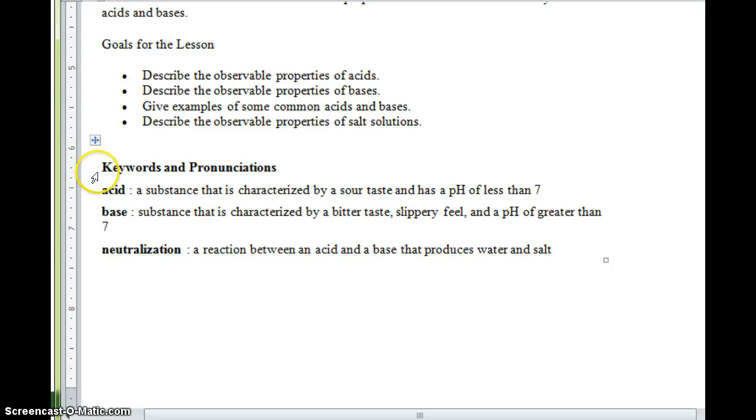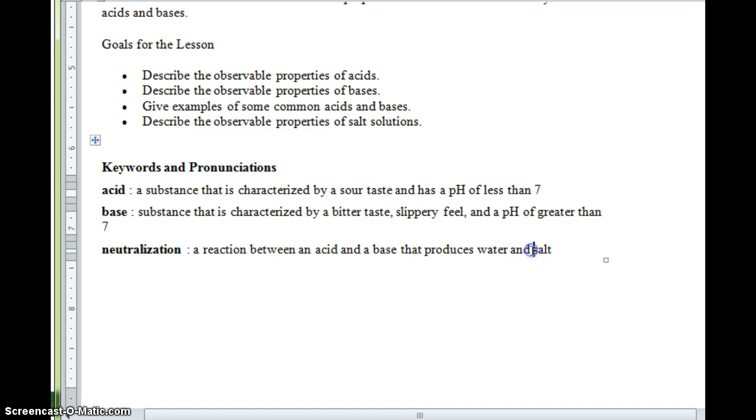And then it also has the keywords and pronunciations. Acid: a substance that is characterized by a sour taste and has a pH of less than 7. Base: a substance that is characterized by a bitter taste, slippery feel, and a pH of greater than 7. And neutralization: a reaction between an acid and a base that produces water and salt.